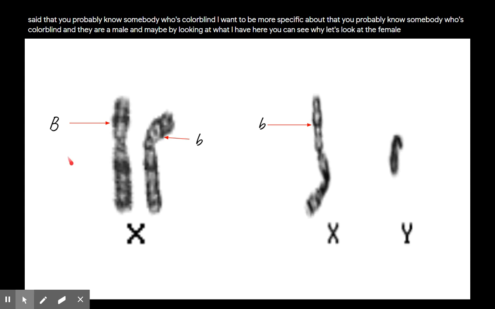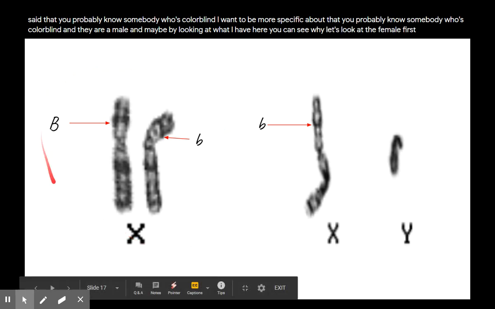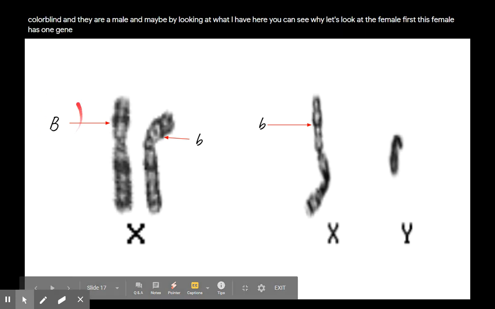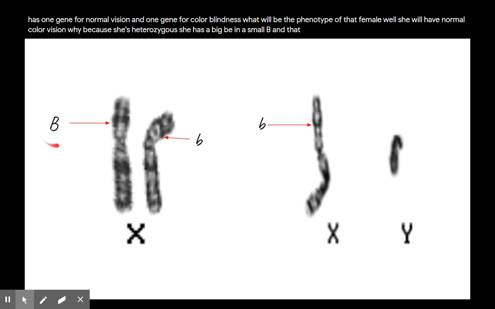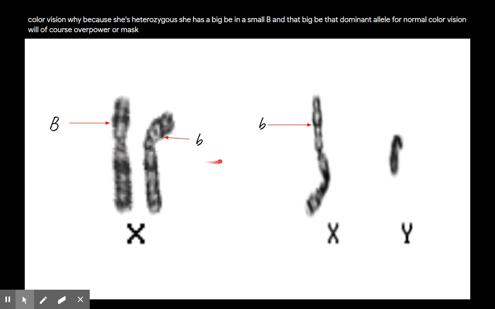Let's look at the female first. This female has one gene for normal vision and one gene for colorblindness. What will be the phenotype of that female? Well, she will have normal color vision. Why? Because she's heterozygous. She has a big B and a small b. And that big B, that dominant allele for normal color vision, will of course overpower or mask the recessive colorblind gene. She will not be colorblind.